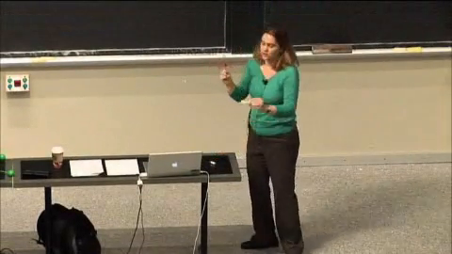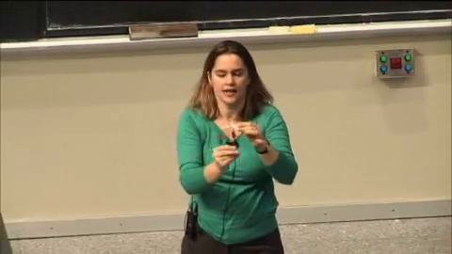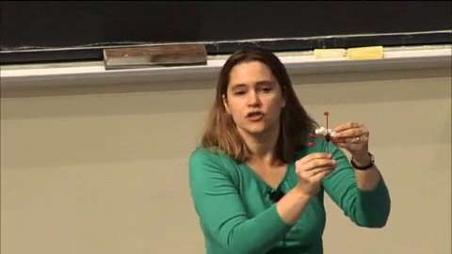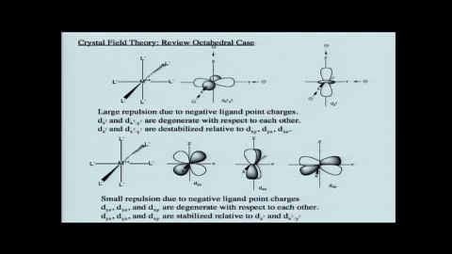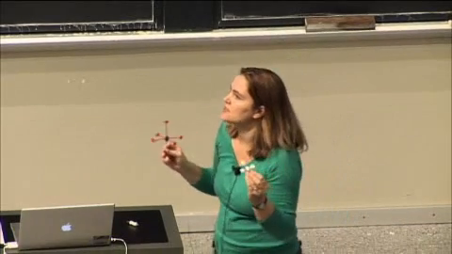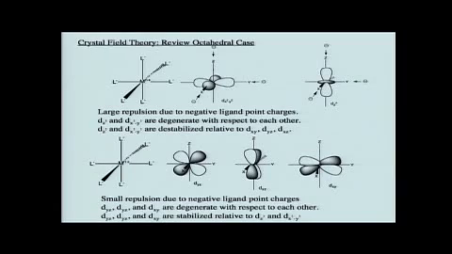And if you hold up a dx squared minus y squared orbital, where the orbitals are right along the x-axis and right along the y-axis, remember your ligands are also right along the x-axis and right along the y-axis, so you should also have significant repulsion for dx squared minus y squared with octahedrally oriented ligands. In contrast, the ligand set that are 45 degrees off axis, so dyz, dxz, and dxy, they're all 45 degrees off.